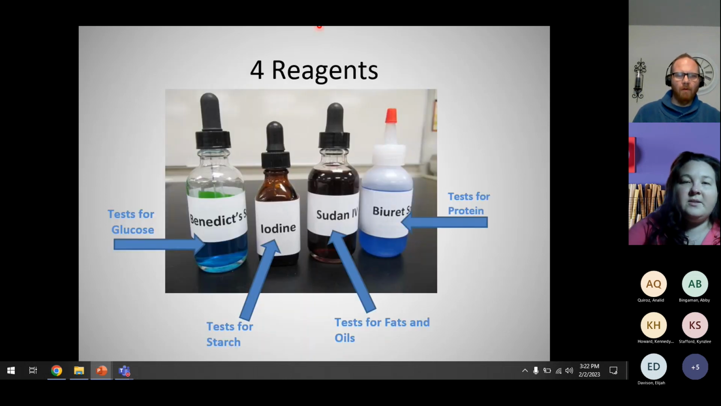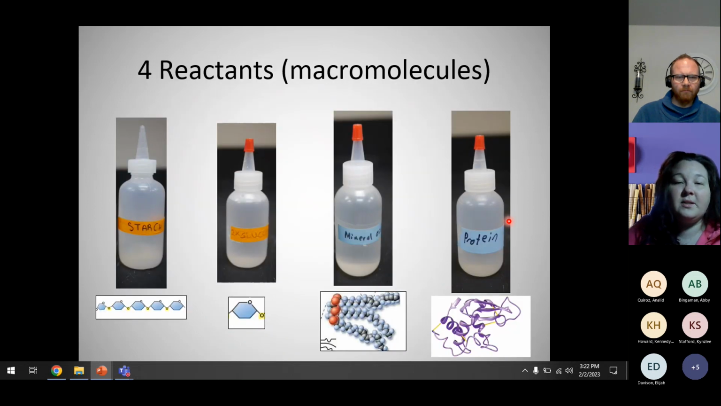Right. So these are the reagents, the things that we are testing with. We have the Benedict's solution, which tests for glucose, the iodine solution, which tests for starch, the Sudan IV solution, which tests for fats and oils, and the Biuret solution, which tests for protein. Now, thank you, Mother Nature. We will not actually be using these, but this is what you would be using.